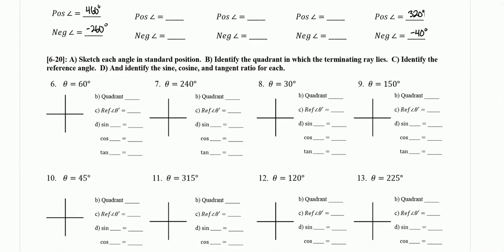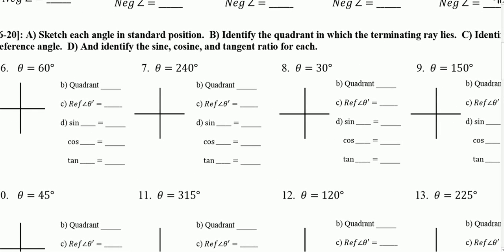6 through 20, we're to sketch each angle in standard position, identify the quadrant in which the terminating ray lies, identify the reference angle, and identify the sine, cosine, and tangent ratio for each. So let's start with 7. So 240, let's locate that. 0, 90, we're going in the positive direction, 180, 270. So 240 is pointed in the third quadrant.